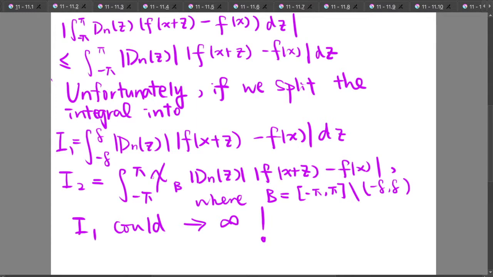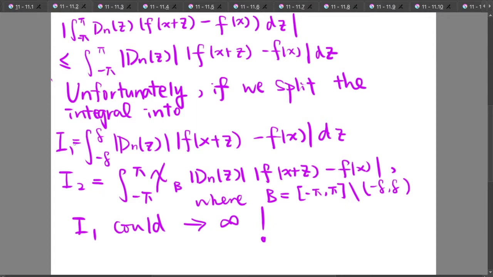Well, what is chi_B? We have introduced such a function before, and this is called a characteristic function. Its definition is that when x lies inside B, then it will be equal to 1. And if x does not lie inside B, then chi_B(x) will be equal to 0. And we know that the above integral is equal to I1 plus I2.